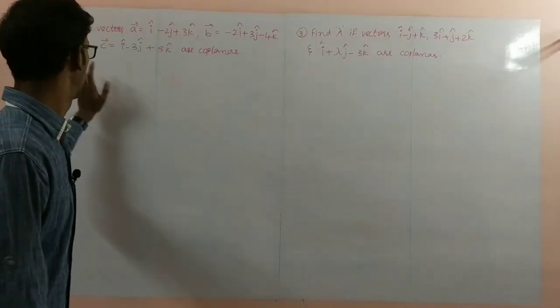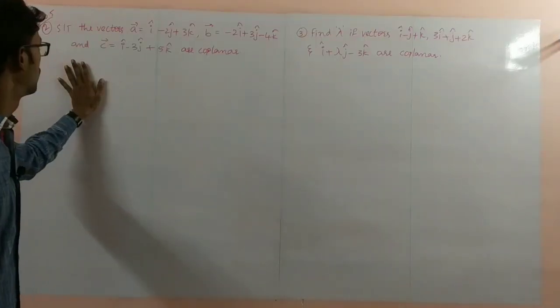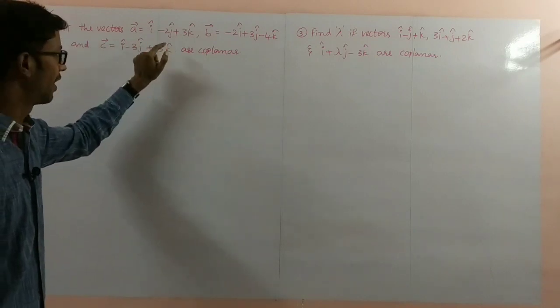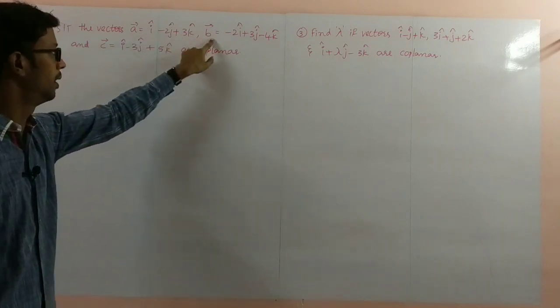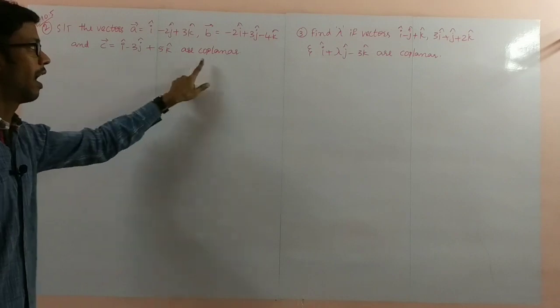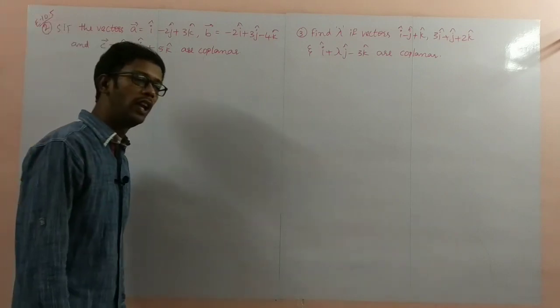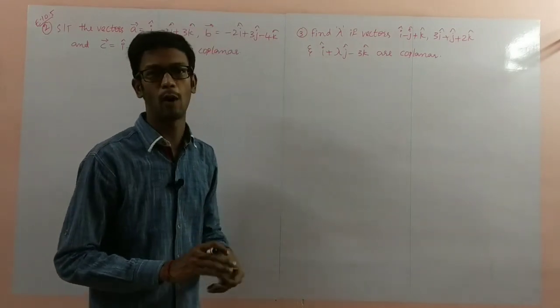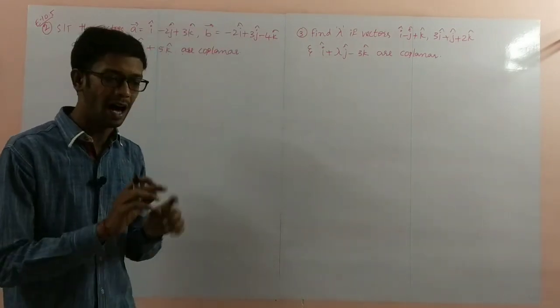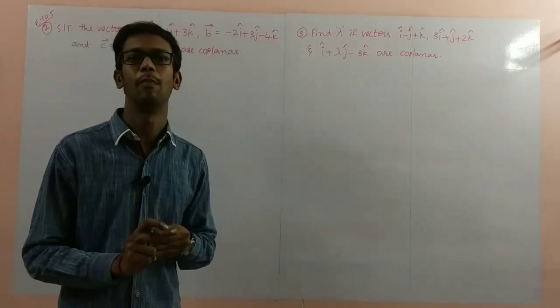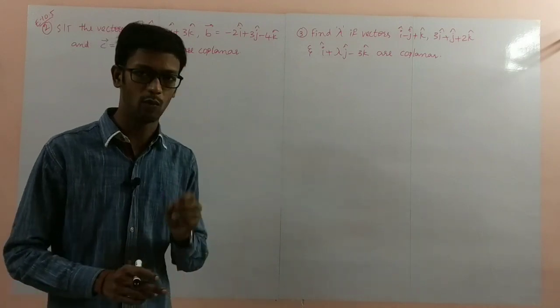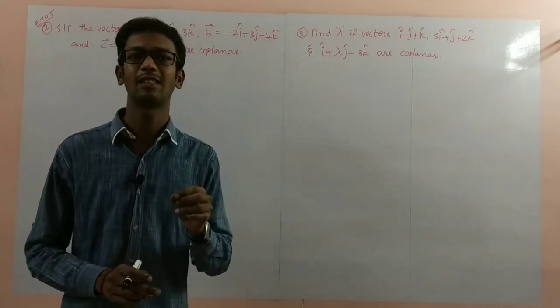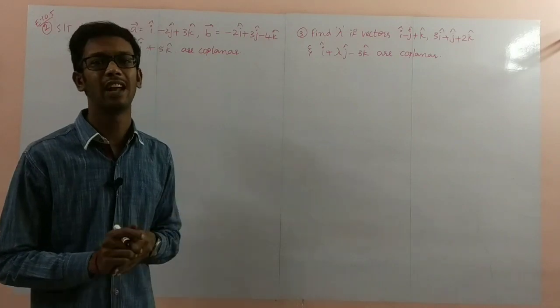Now problem number 2 in the exercise. Show that the 3 vectors A bar, B bar and C bar are coplanar. Collinear is different, coplanar is different. We already discussed this, and example problems also we discussed. If the box of 3 vectors is equal to 0, then the vectors are said to be coplanar vectors.